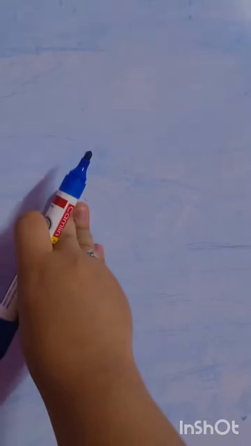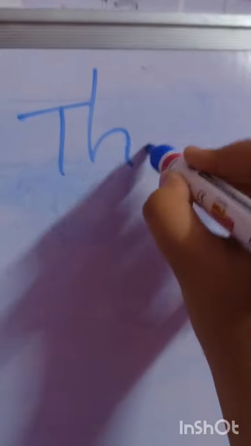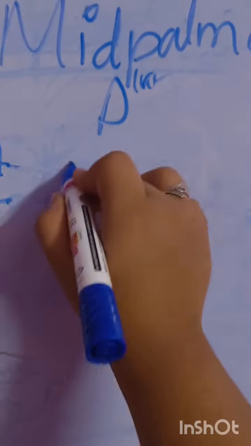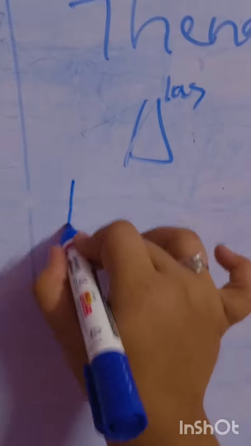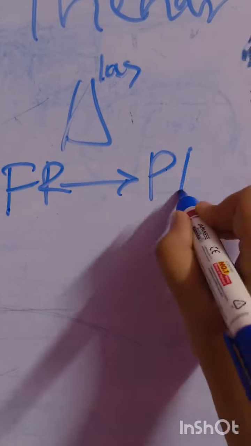Next we have the midpalmar space and thenar space. Let's learn about them as differences. Both are triangular. Coming to the extent, the midpalmar space extends from the distal margin of the flexor retinaculum to the distal palmar crease, whereas the thenar space extends from the same distal margin of the flexor retinaculum to the proximal palmar crease. This is the distal palmar crease and this is the proximal palmar crease.